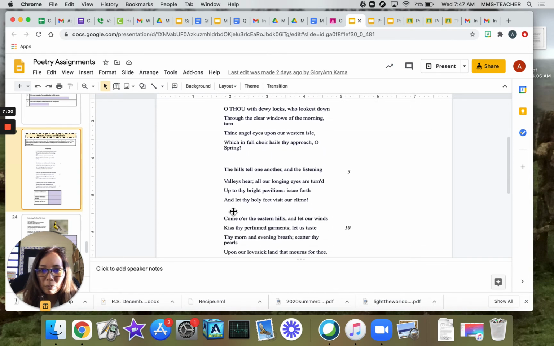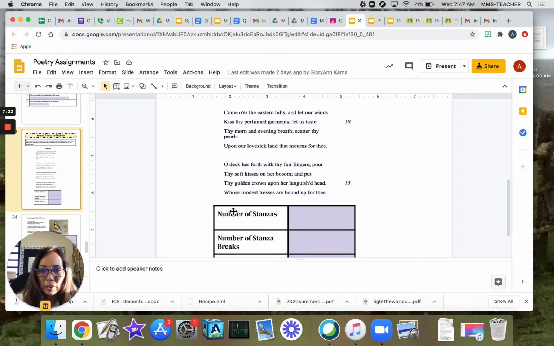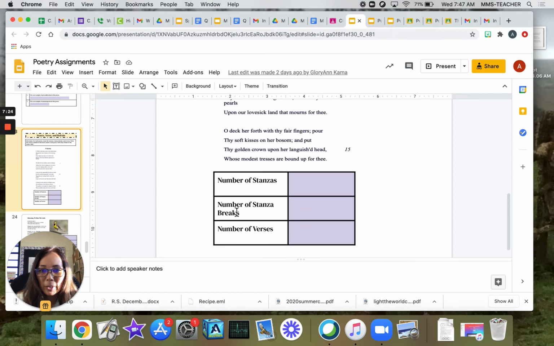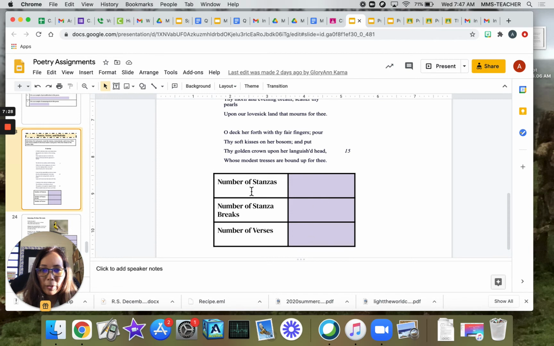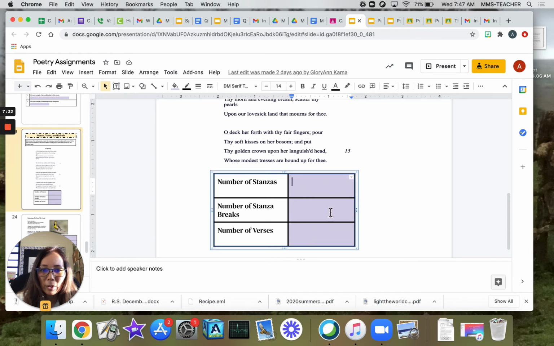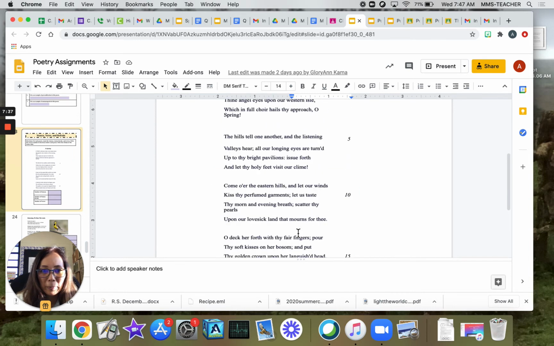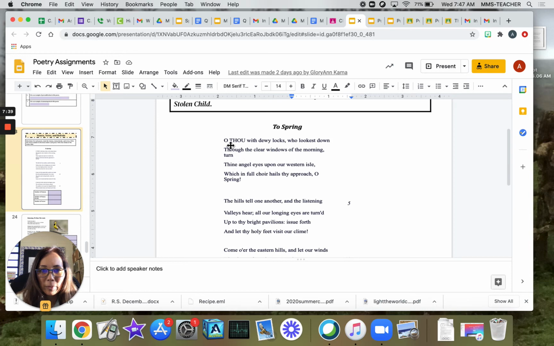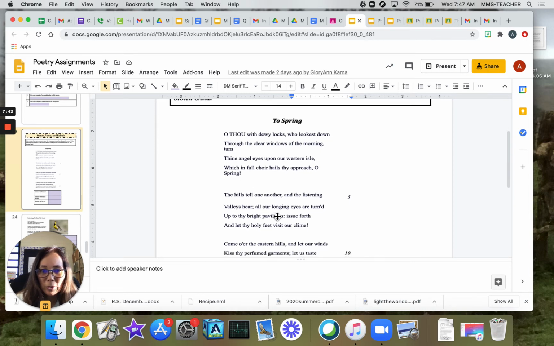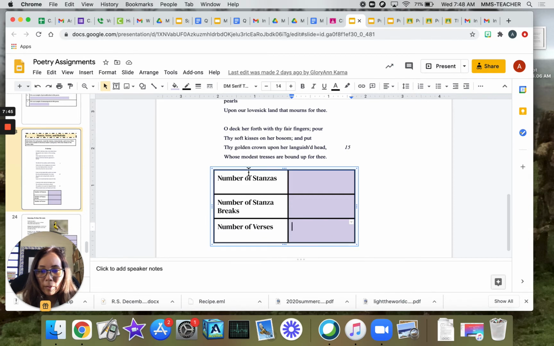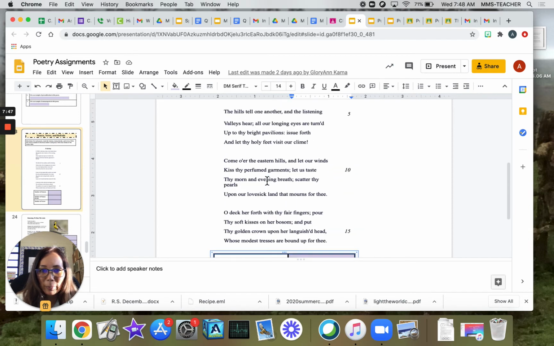So if you look down below, for this poem you would write the number of stanzas in this box right here, the number of stanza breaks, and the number of verses right here. So you would count up how many lines in each of these for the verses, stanza breaks, and number of stanzas.